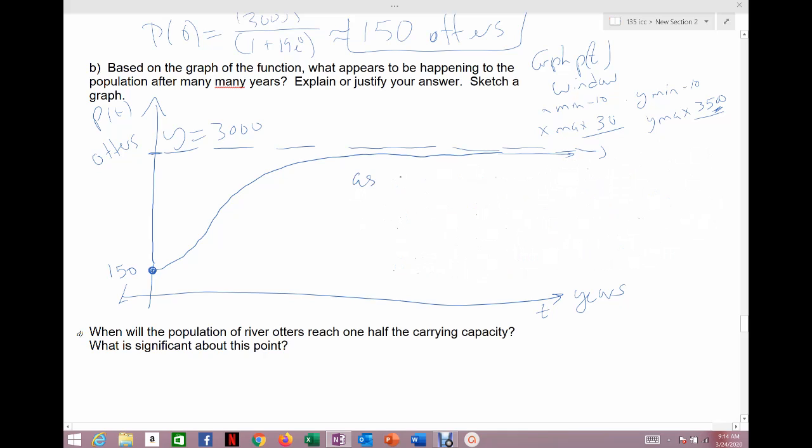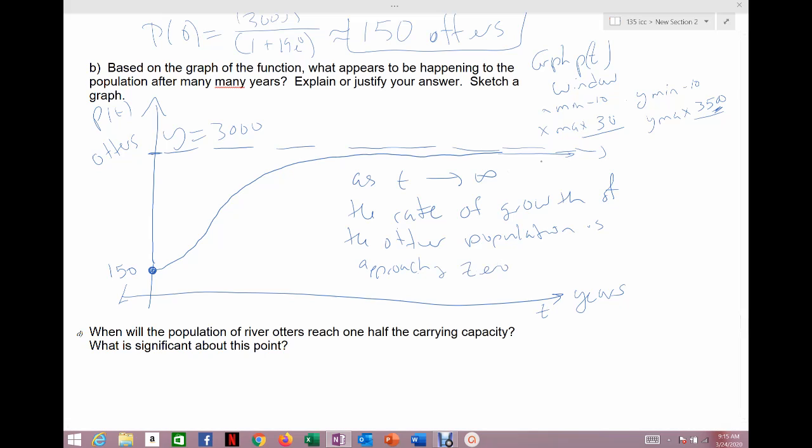So, as time is going off to infinity, the rate of change, which would be the rate of growth, of the otter population is approaching 0. Its rate of change, its slopes are getting closer and closer to 0. There's no more growth. It's reached its maximum. This particular region can't have any more otters. So again, it's reached its maximum population. Its rate of growth is slowing down.